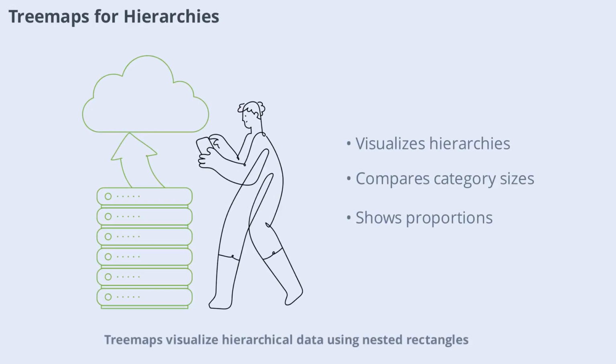Tree maps visualize hierarchical data using nested rectangles. Each rectangle represents a category, and its size reflects the value. Tree maps are great for showing the structure and proportions within complex datasets, such as company departments or website traffic sources. They make it easy to compare parts of a whole and spot dominant categories at a glance.